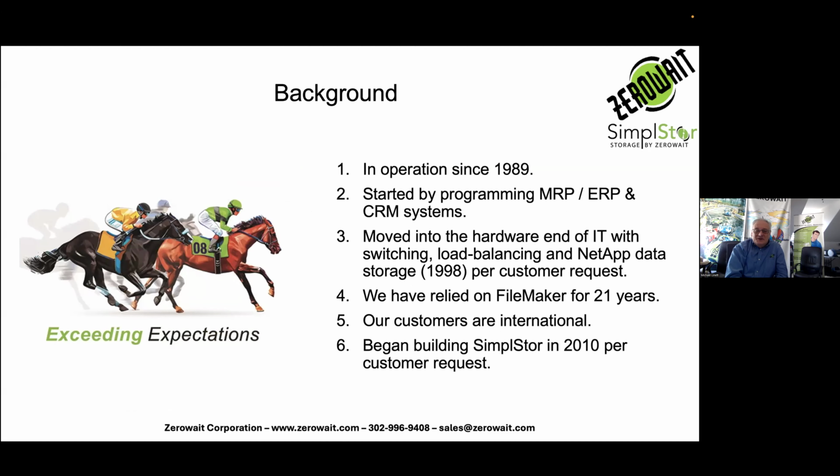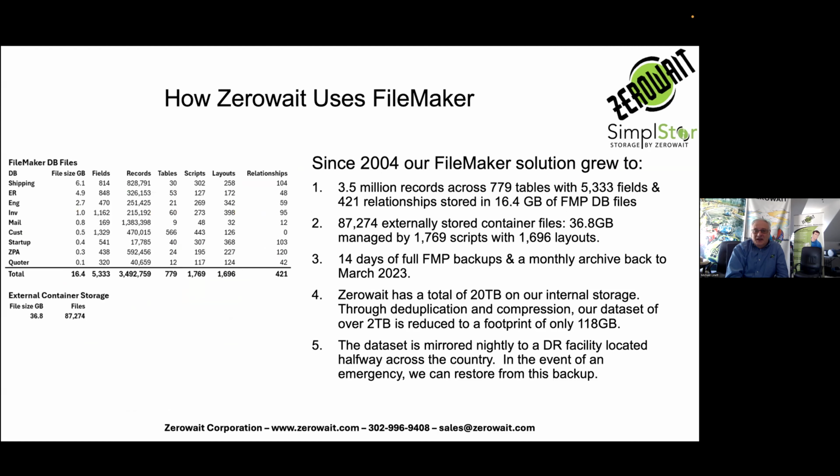We have about 3.5 million records in about 800 tables, with about 5,300 fields linked by 421 relationships, 16.5 gigs of direct FileMaker database files. We have over 87,000 external stored container files, about 37 gig, managed by 1,769 scripts and 1,696 layouts. Since we keep everything related to system logs, emails, attachments, contracts, etc., we have a lot of storage in our associated documents. We believe in security, and we remote replicate our data between our data centers.